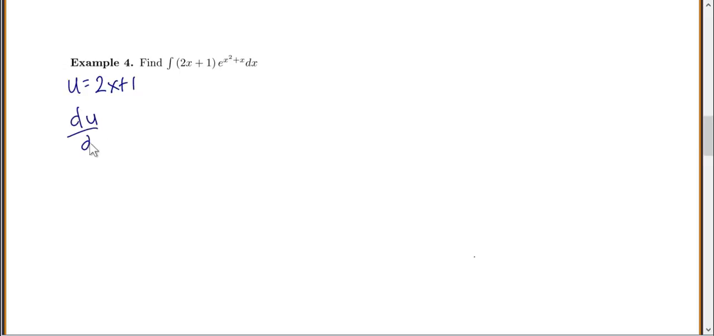Then the derivative would just be 2. Now do you see a 2 anywhere else? No, and that might not be that worrisome, but notice how we're still left with that troublesome x squared plus x. So I don't think that was the best choice.